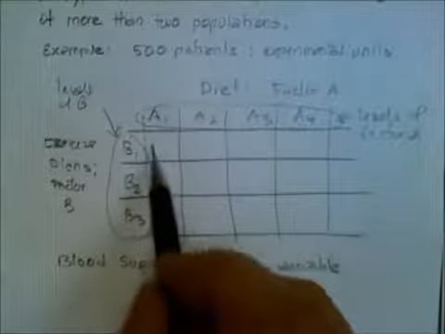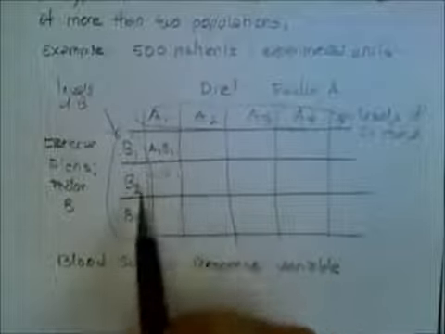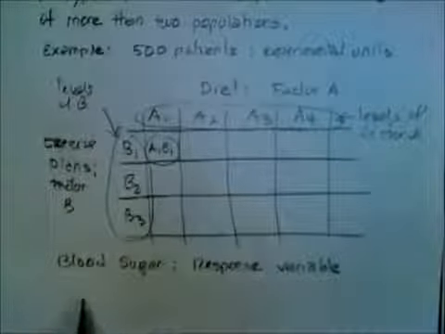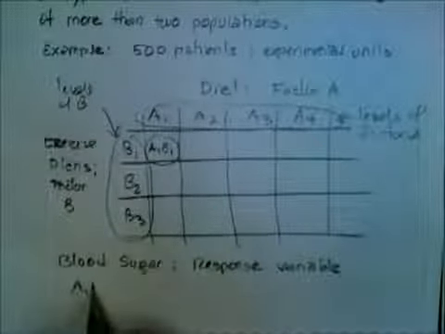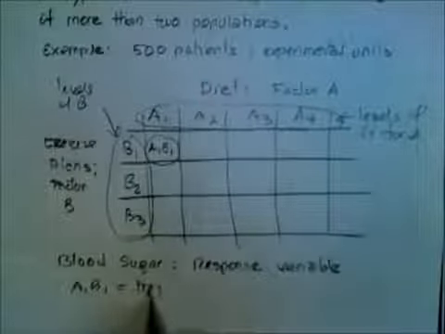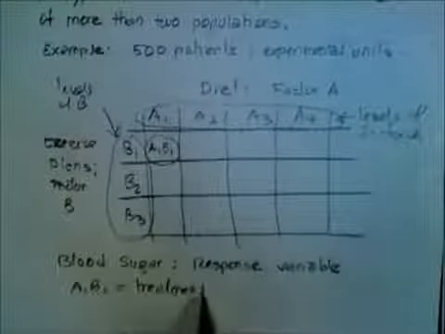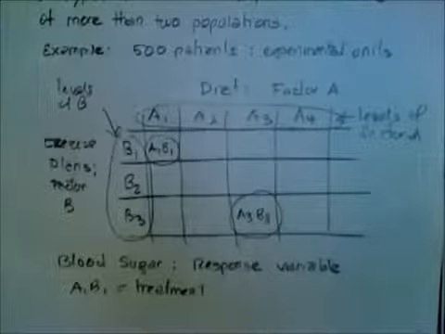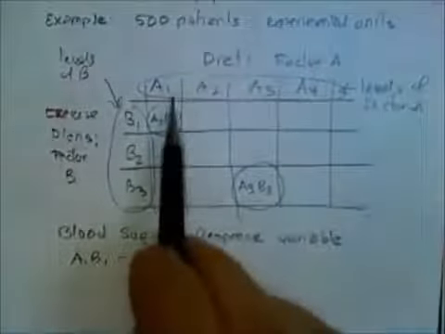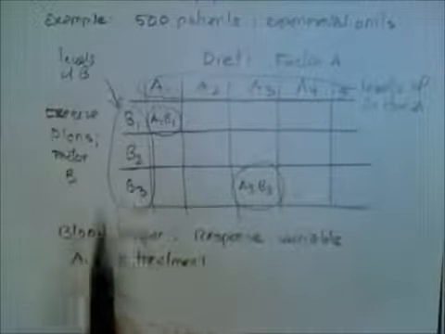So if to a certain patient we are giving this diet A1 with this exercise plan B1, A1B1 is a treatment. That is the treatment that we are giving to a particular patient. So this would be another treatment. If we give diet A3 with exercise plan B3, then that is another treatment. So what are treatments? Treatments are combinations of the levels of this factor with the levels of that factor.